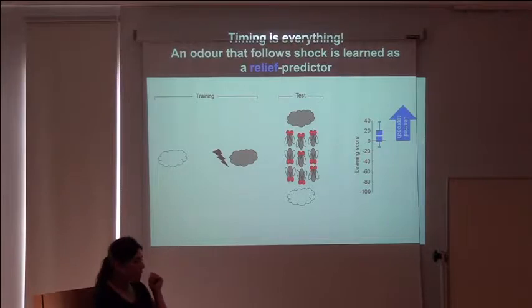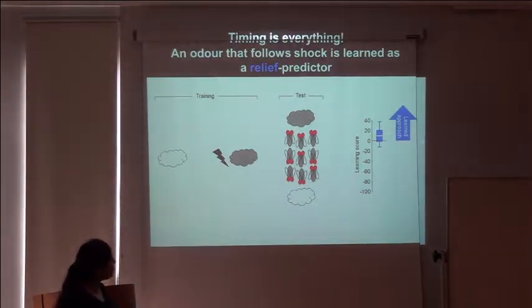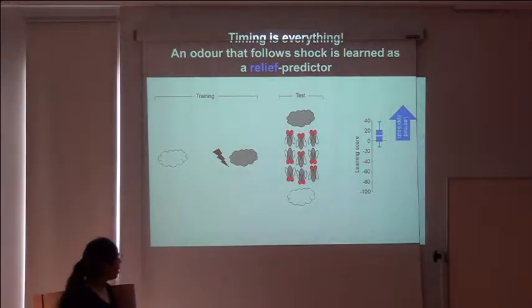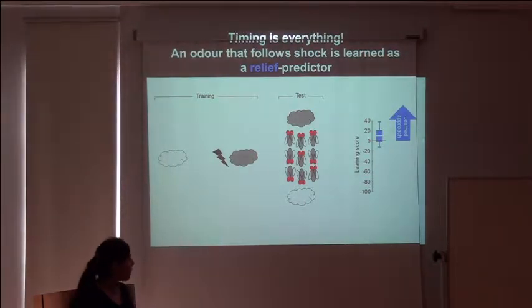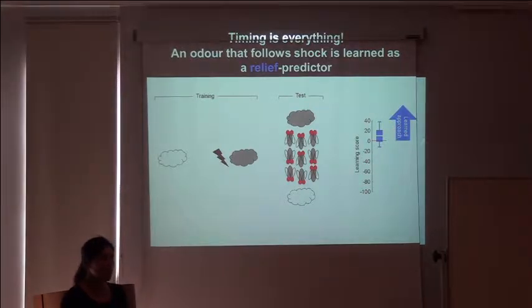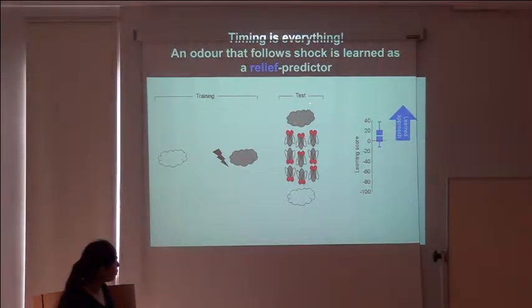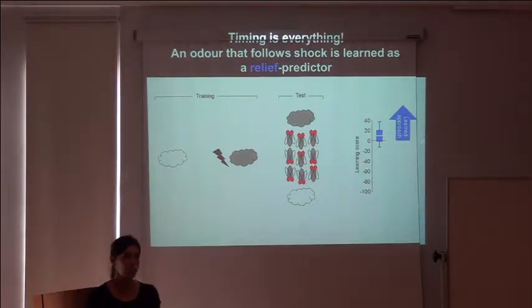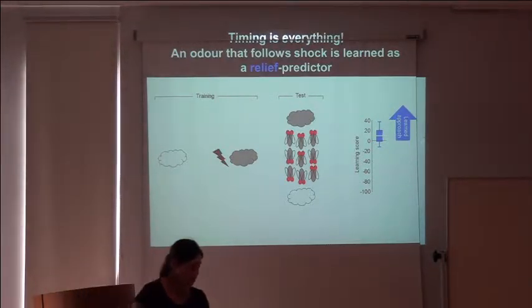Now, interestingly, timing is everything. In this paradigm, if we only reverse the timing of the two stimuli, such that shock comes first, and once the shock is over and the pain is gone, we present the odor, just by this change we can induce the opposite behavior in the fly, which is reflected by positive learning. So the flies approach an olfactory cue which is associated with the relieving end of pain. That's why we call this relief learning.